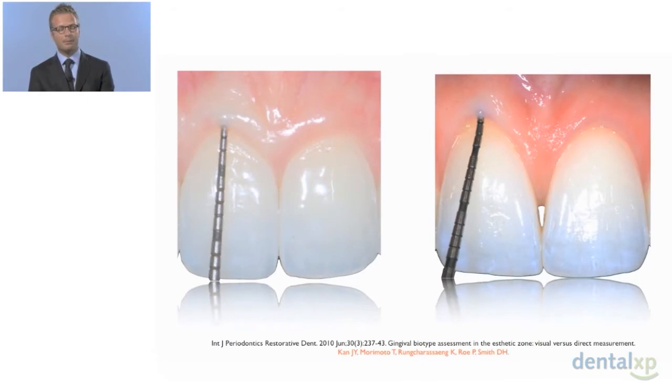As Joseph Kan showed us in a recent publication, we can identify this type of biotype just by inserting a probe underneath the tissue. If we have a thin soft tissue, we can definitely see the shadow of the probe underneath the tissue. Instead, if we don't see the shadow of the probe, then we are facing a thick periodontal biotype.